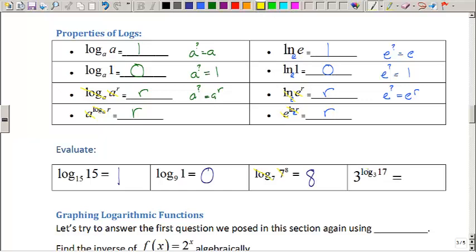Similarly, 3 raised to the log base 3 of 17. The base 3 of your exponential and the base 3 of your logarithm are opposites of each other. They're inverses and they cancel each other out, leaving you just with 17. Hopefully these will be some quick problems on your homework and your exam that you'll be able to get some easy points on because they're just straight properties.